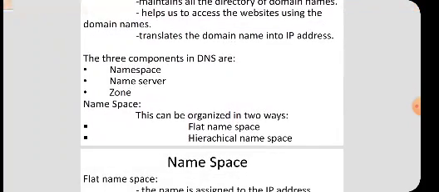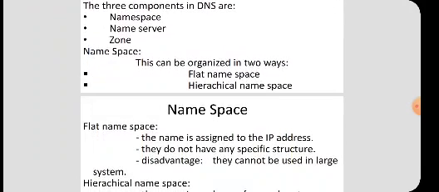In namespace, the domain names must be unique and appropriate. The name should be selected from the namespace. The namespace can be organized in two ways: flat namespace and hierarchical namespace. What is flat namespace? In flat namespace, a name is assigned to the IP address. They do not have any specific structure. The main disadvantage of the flat namespace is that it cannot be used in a large system.